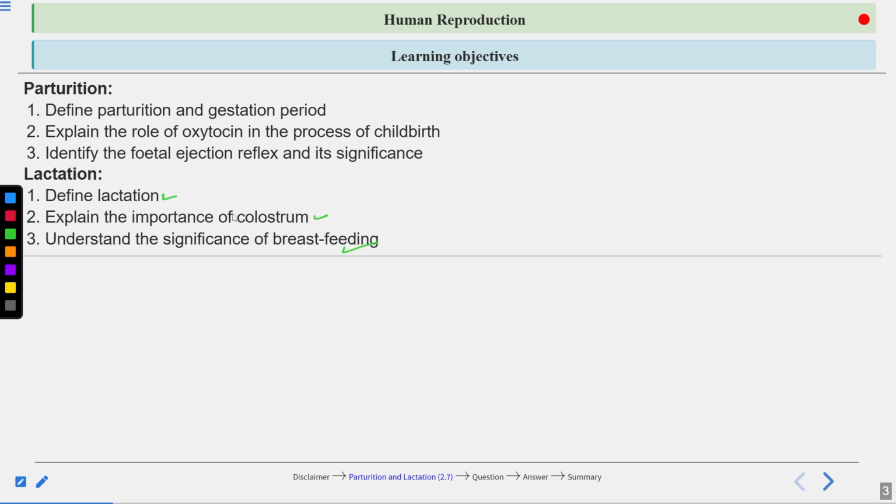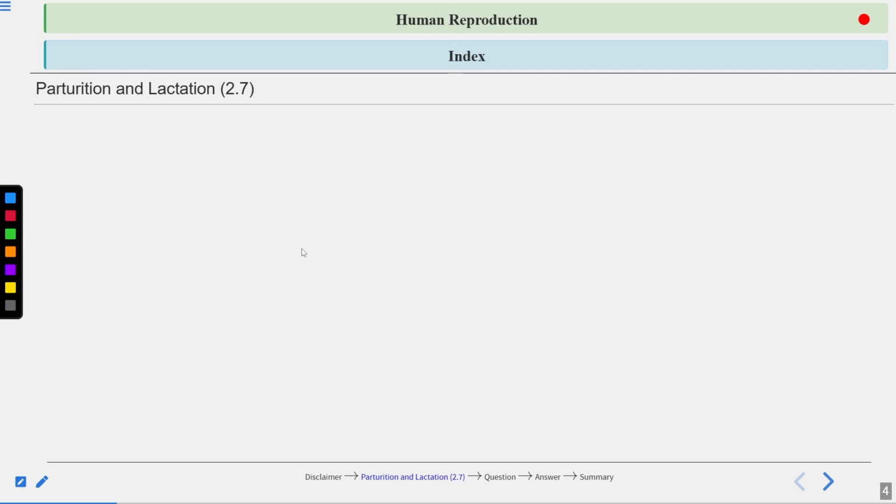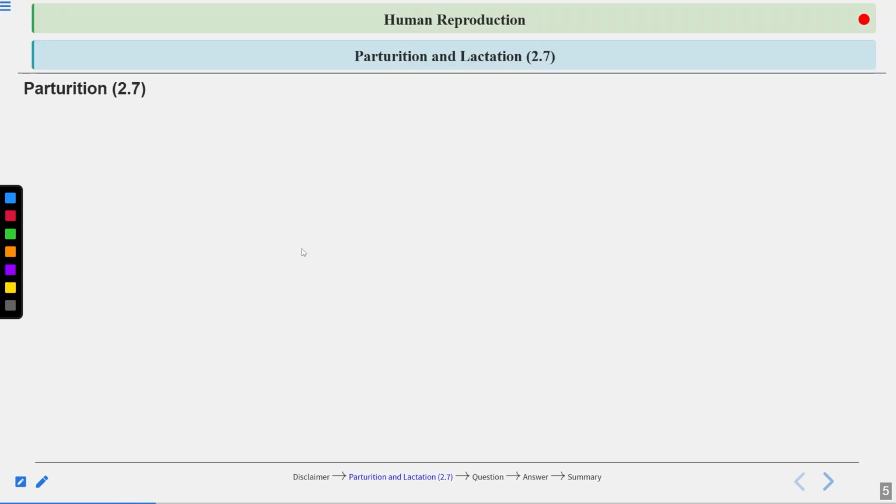What is the composition of this colostrum? Clear? So today we'll be talking about parturition and lactation. Let's begin with the lecture. What is parturition? Parturition is basically childbirth.